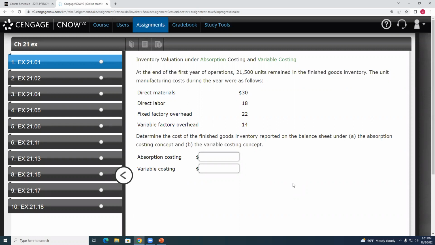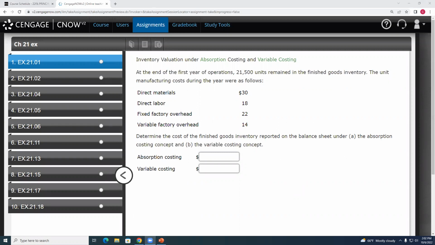At the end of the first year of operations, so if this was their first year of operations, what was their beginning inventory? 0. Yeah, they didn't have any beginning inventory. At the end of their first year of operations, 21,500 units remained in the finished goods inventory. In other words, they built up an inventory during the year. The unit manufacturing costs during the year were as follows, and we have separate costs there for direct materials, direct labor, fixed and variable overhead. We're asked to determine the cost of the finished goods inventory reported on the balance sheet under absorption costing, required for GAAP, and under variable costing.